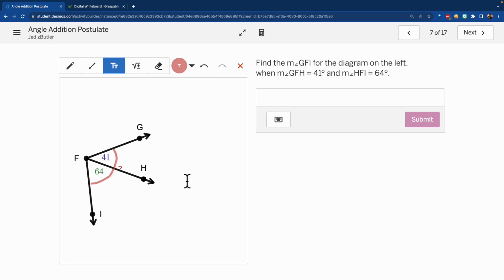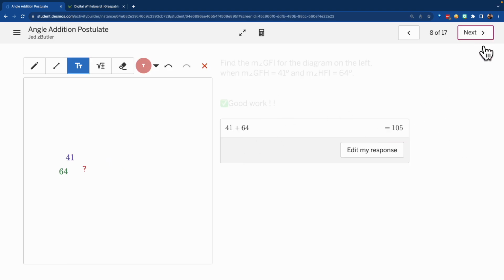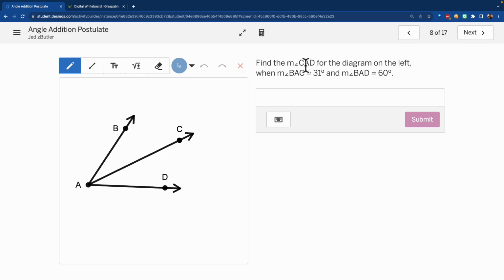Question mark. We don't know how much the total rotation is. But I have a calculator here, and I can put those numbers together, 41 plus 64, and that's 105. Good work. Great. Okay, now let's see what's going on.